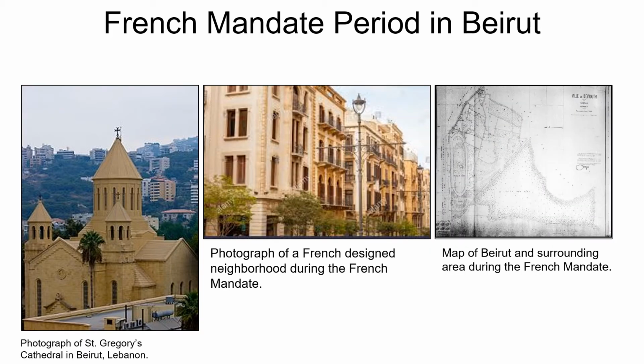The French Mandate period in Beirut was right after the Ottoman period. During this time, architectural influences continued to occur during this period known as the French Mandate, which began in 1923 after the fall of the Ottoman Empire.